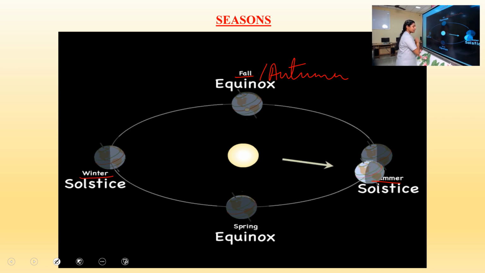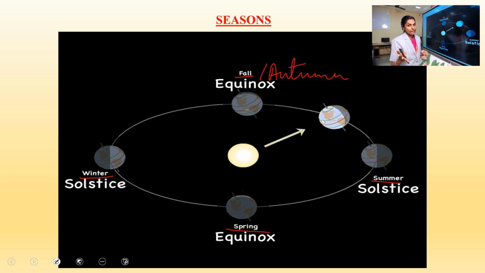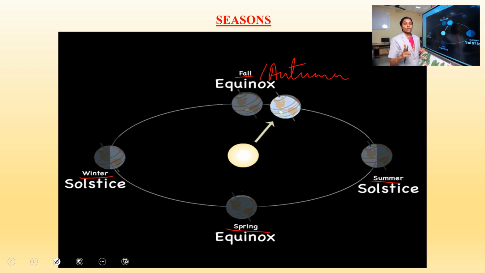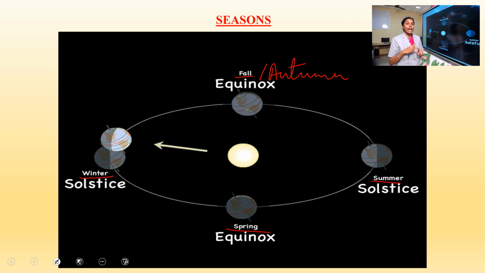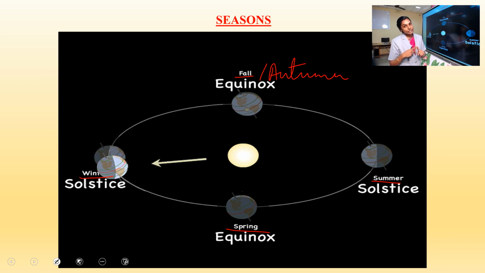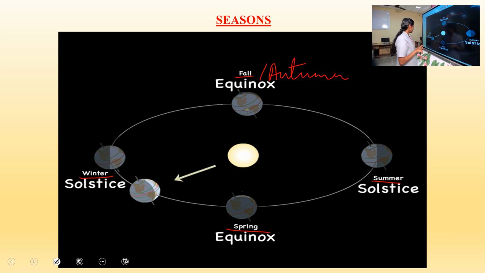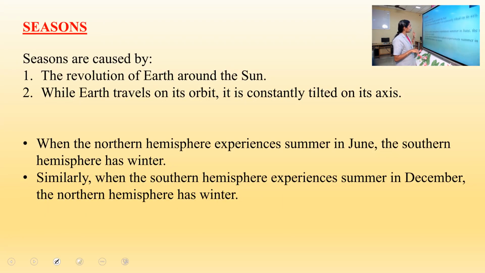Okay? Then we have winter here and spring. So four seasons are there, and these seasons are caused due to two reasons. One is the revolution of the earth around the sun and the tilt of the axis of the earth. Let's move there. See, seasons are caused by the revolution of the earth around the sun.